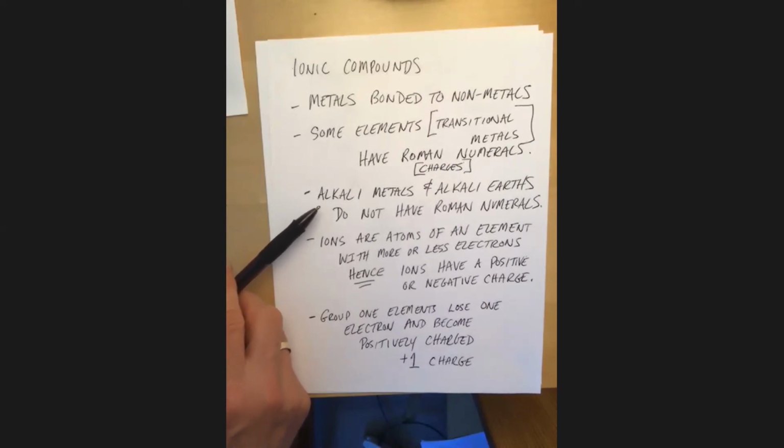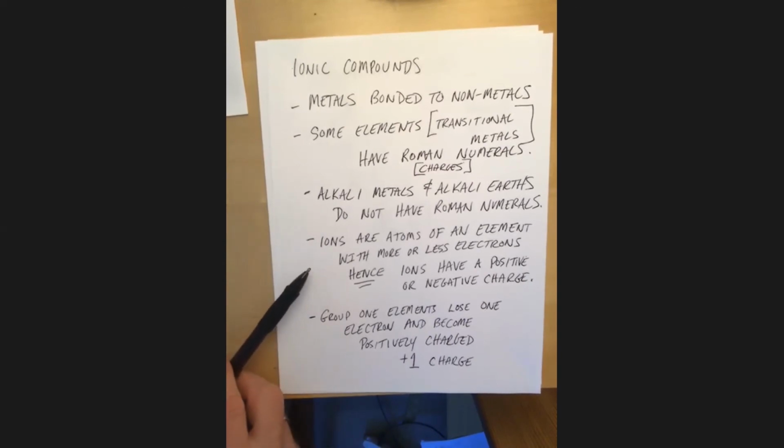Group 1 forms +1 charge. Group 2 forms +2. And over on the other side of the periodic table, group 7 forms -1. Group 6 forms -2. Yep, and you just covered that with that last rule too. Right.